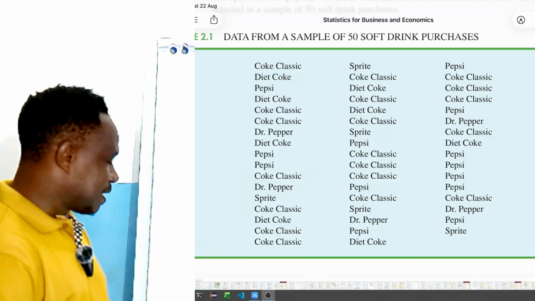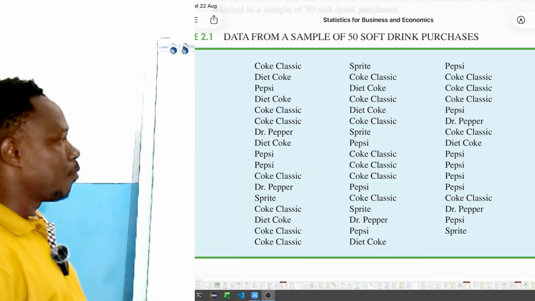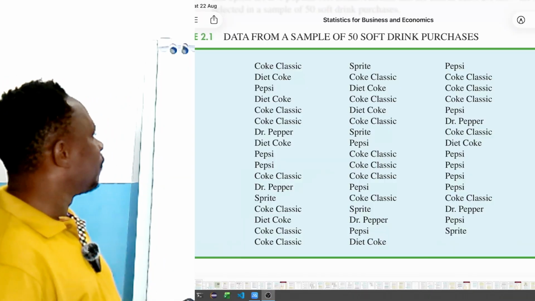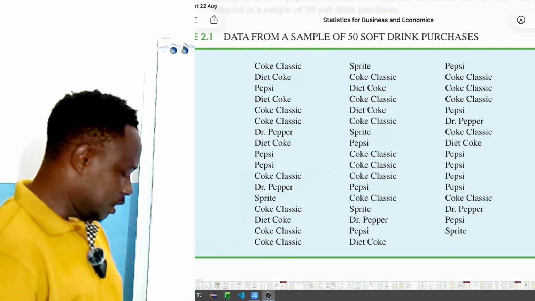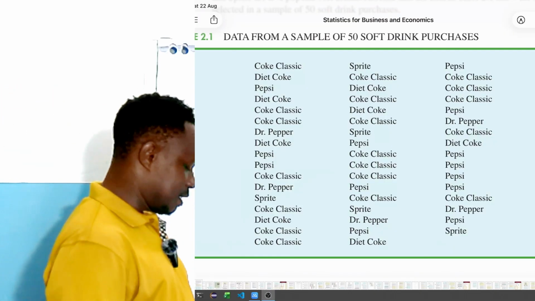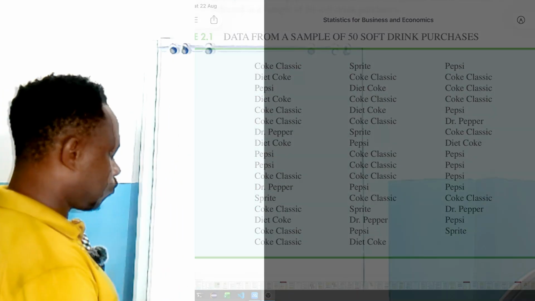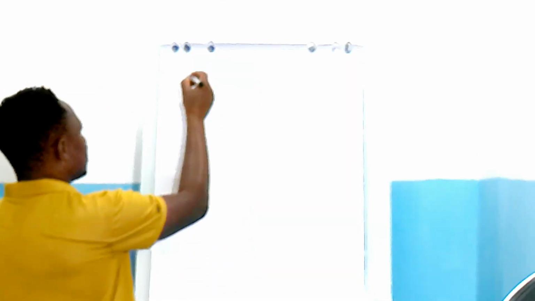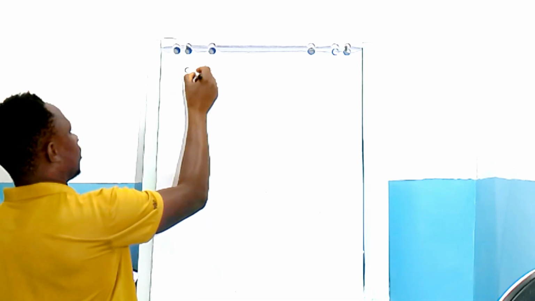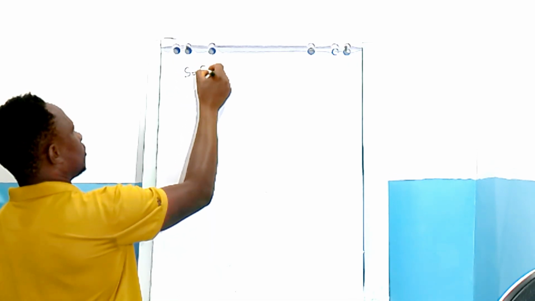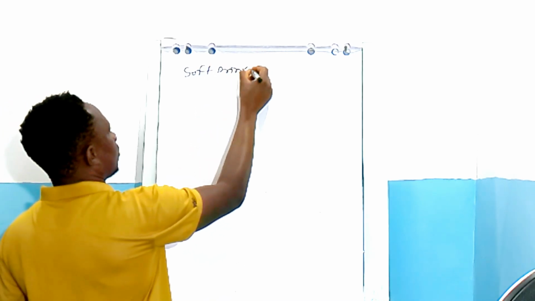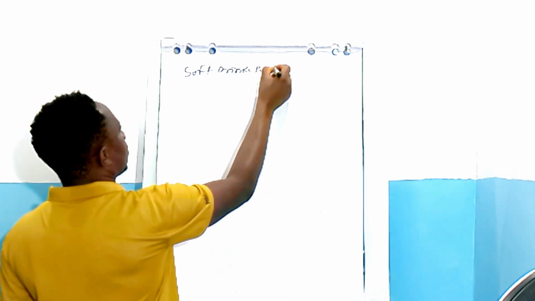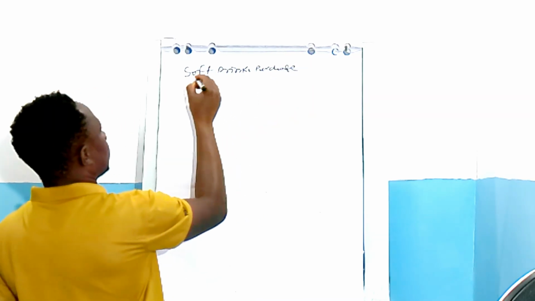To make sense out of this data, we start by drawing a frequency distribution table in which each of the categories will be represented. So we start by drawing a frequency table. Let's call it soft drinks purchase distribution.